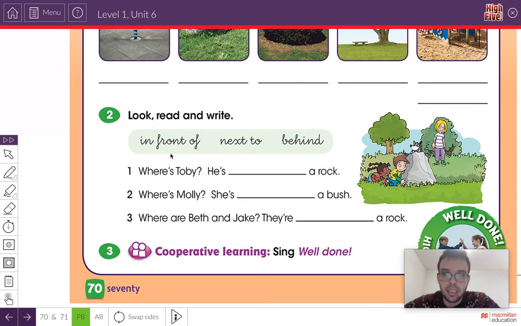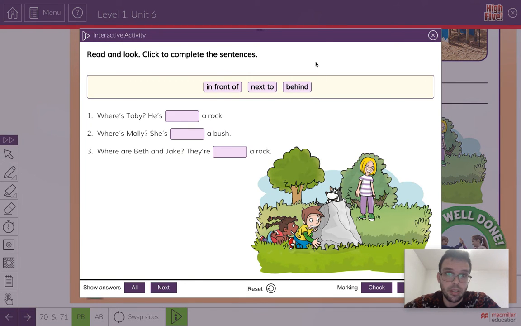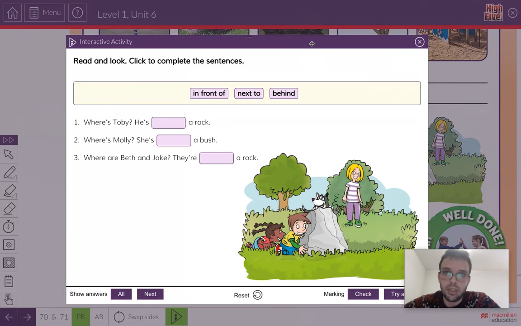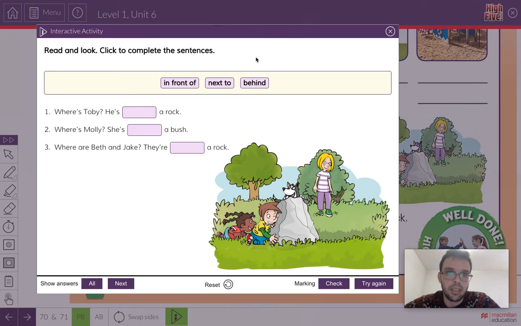Okay? Now, here we have 3 directions to use: in front of, next to, and behind. Now, to know the correct answer, we have to look at the picture. Okay? We have to look at the picture. So, let's do this all together. All right? See if you can do it.